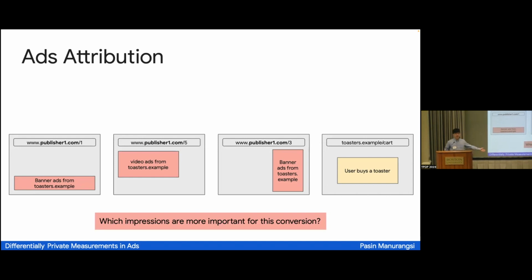So in the example that we saw earlier, the user saw 3 ads before converting, before buying our toaster. So here we would like to understand among these 3 ads, which ad is the most important and which one is the least important in influencing the user to buy this toaster. And the idea of ad attribution is to try to assign some weights to these ads based on how important they are in influencing the user to convert.